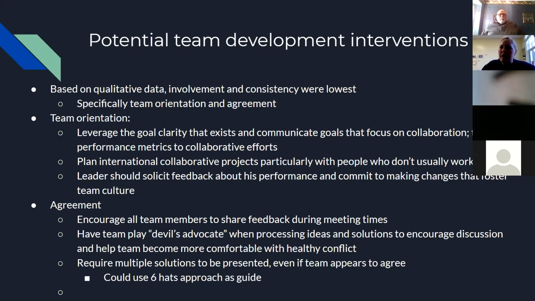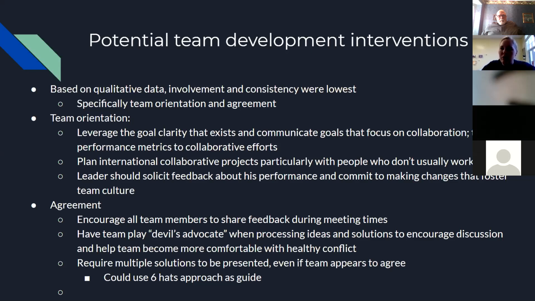And then as a leader, John really needs to work on planning intentional collaborative projects for his team, particularly for people who may be on opposite sides, to really encourage them to be working together instead of having that split down the middle. And then we also felt like it would be really important to solicit feedback about John's performance so that we can give him some opportunities to grow and develop and help his team work together better.